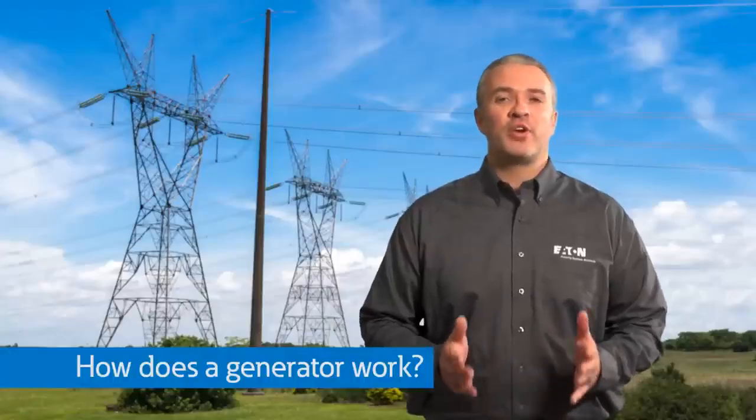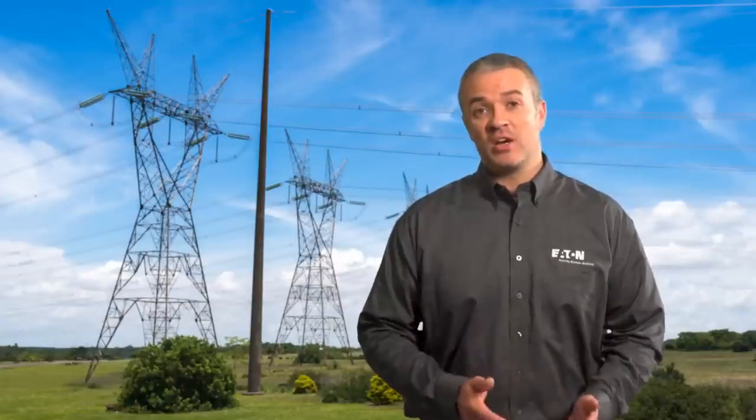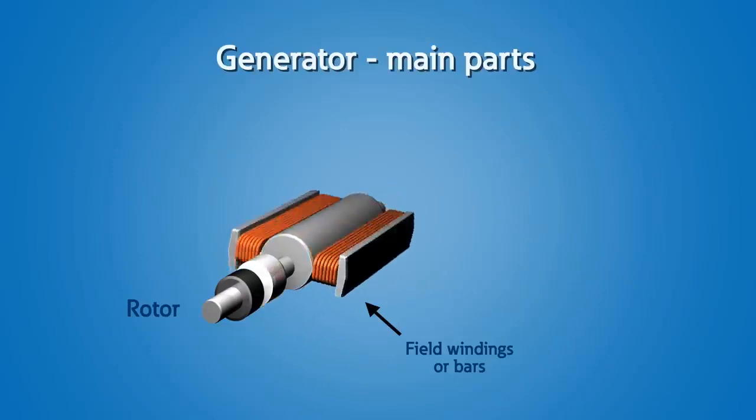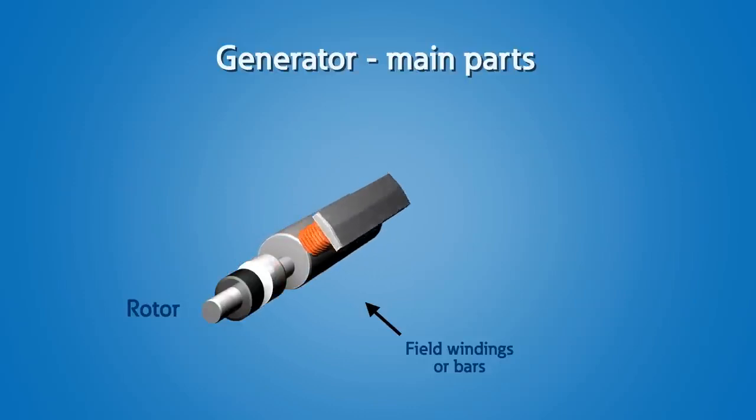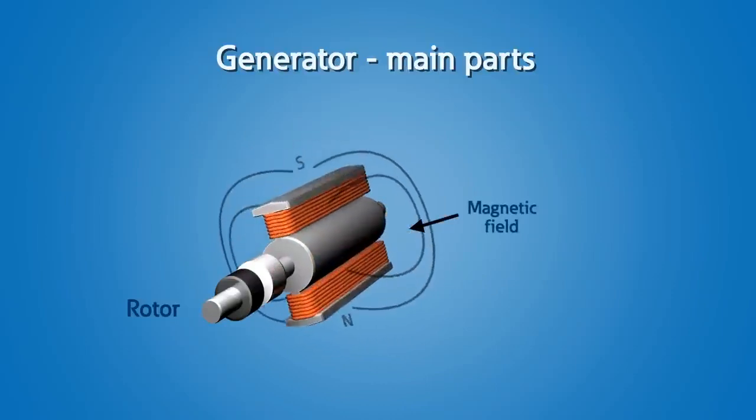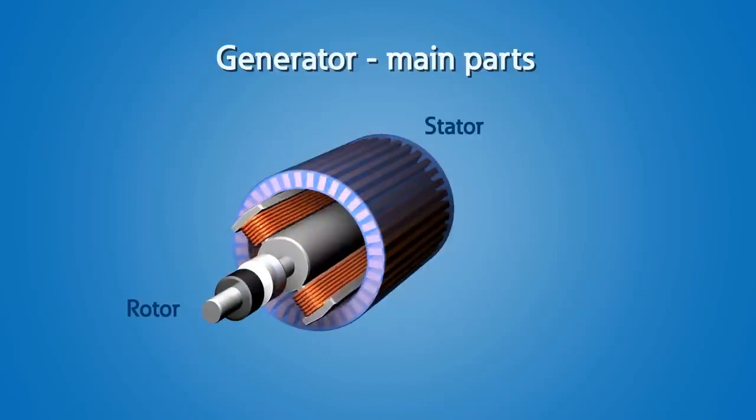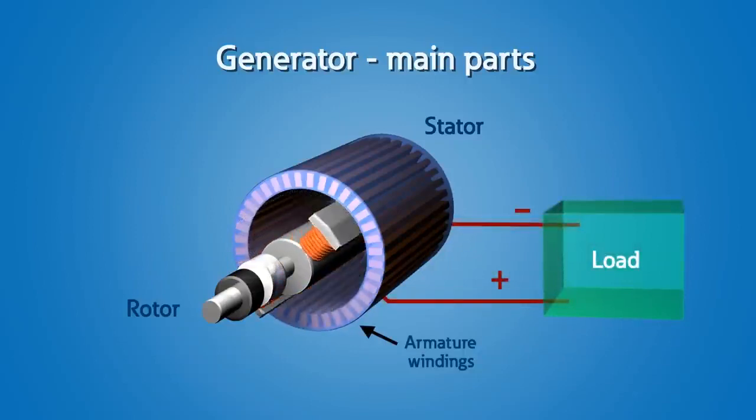So, how does a generator work? The two main parts of a generator are the rotor and the stator. The rotor is the part that rotates and consists of many loops of copper wire or bars called field windings. Field windings are used to create the magnetic field induced on the metal core to which the wire is wrapped around. The stator is the stationary or static part of the generator that consists of copper windings called armature windings. The power that is produced by the generator will flow out of these armature windings towards the load.